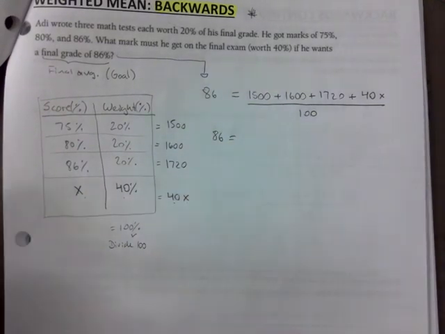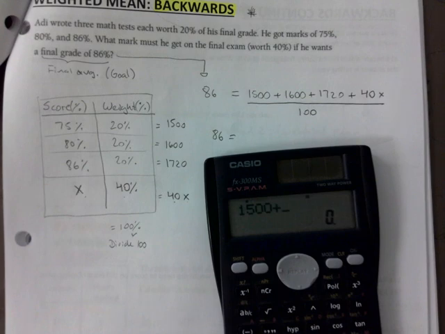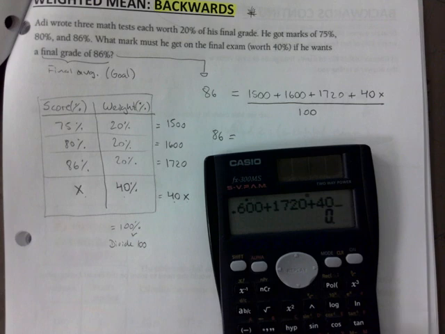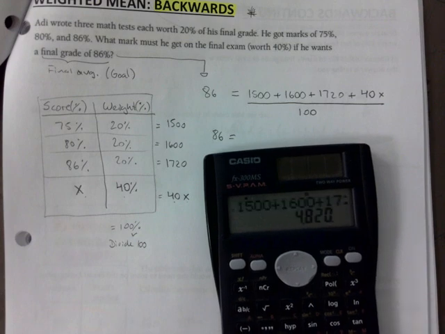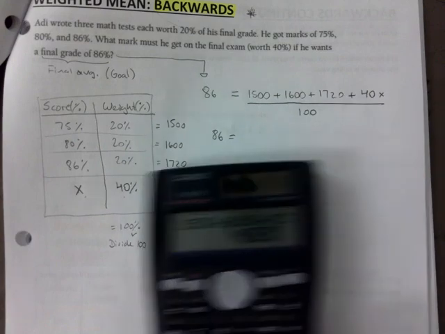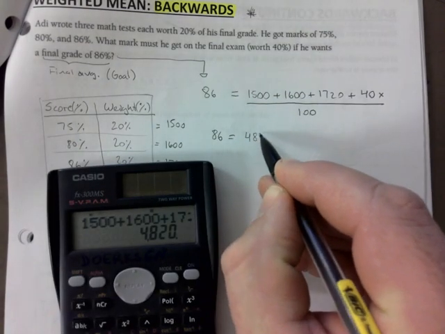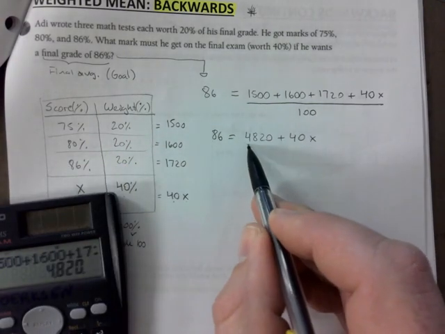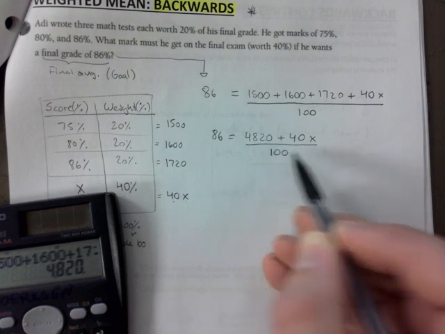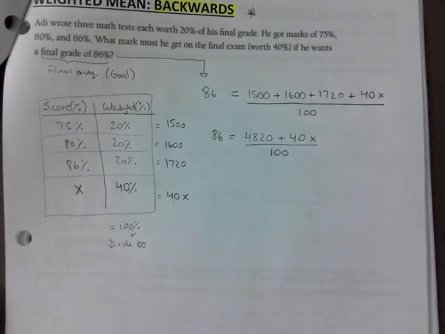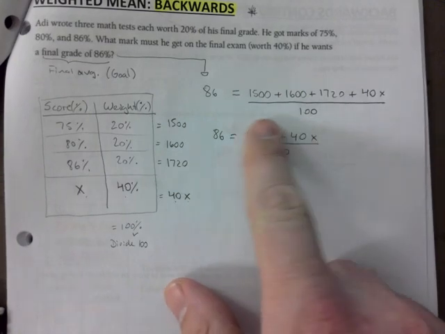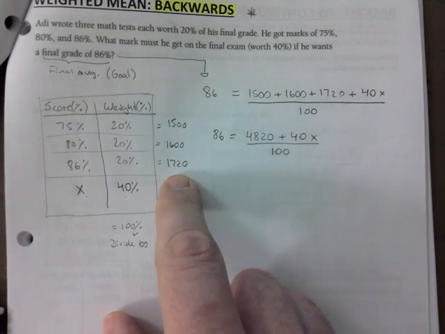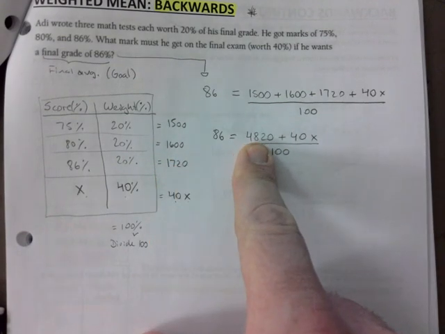86 is equal to 1500 plus 1600 plus 1720 plus 40x. Sorry, don't add the 40x to it, just add the numbers that are in front of it. So 4820 plus 40x divided by 100. Okay, and this is where the action is going to start. So this is the initial setup that you should get to, either by showing me this, or you can just add up what you have here, come up with the 4820.